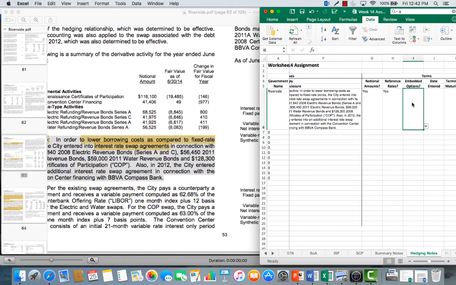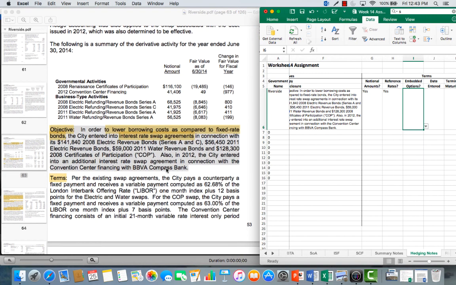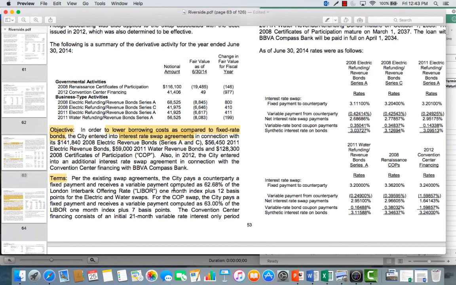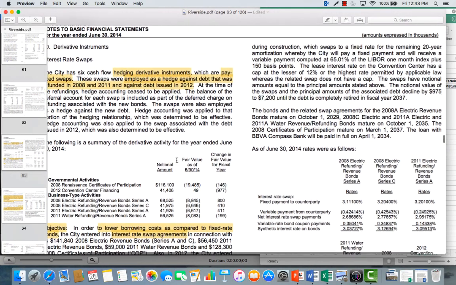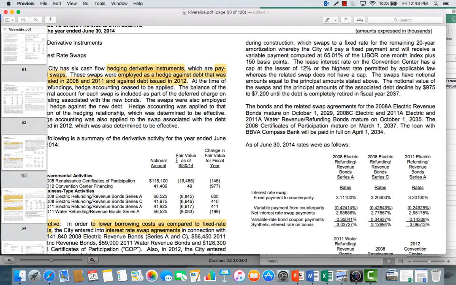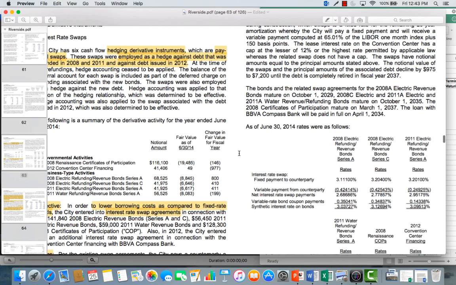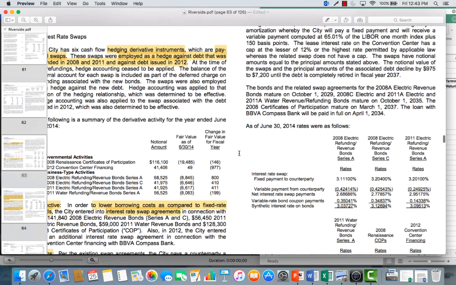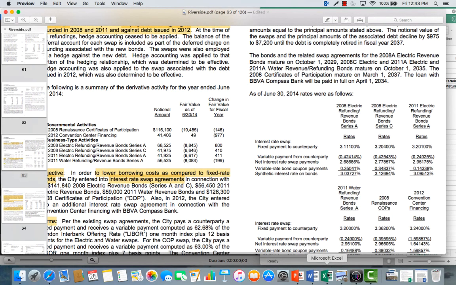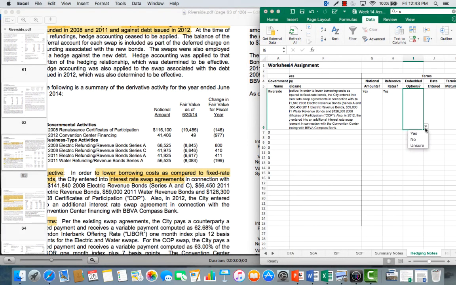What this is asking for is whether there are any disclosure of embedded options within the deals. I've read this, and you can take a look at it yourself. I've uploaded Riverside's CAFR to the document sharing area so that you can look at it separately. You don't have to keep looking back at this video necessarily. And I don't see any reference to any embedded options, so the presumption there is that there aren't any.